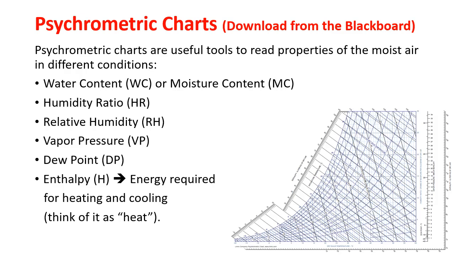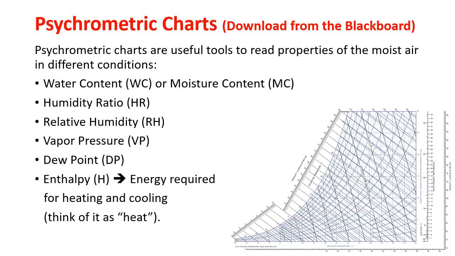Now, let's explore the fascinating world of psychometric charts, indispensable tools for understanding the properties of moist air under various conditions. These charts provide a wealth of information, allowing us to analyze and interpret key parameters: water content, WC, or moisture content, MC, or humidity ratio, HR. These terms all refer to the amount of moisture present in the air relative to the mass of dry air in a given volume.